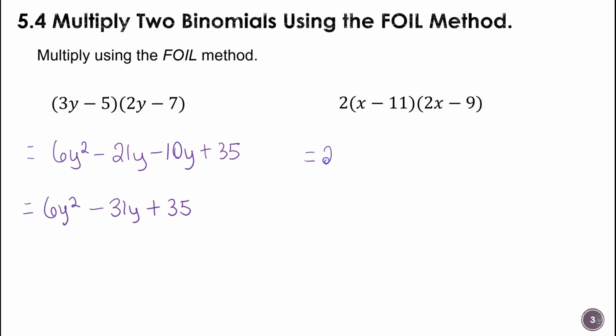Okay, so on this one, this looks a little different because it has a 2 out front. We're just going to keep the 2. And then in the parentheses, I'll put what we're multiplying by, right? First terms, x times 2x would be 2x squared. Outer terms, x times negative 9, so that's negative 9x. Inner terms, negative 11 times 2x, so that's going to be negative 22x. And then last we have negative 11 times negative 9, and that's going to be plus 99.